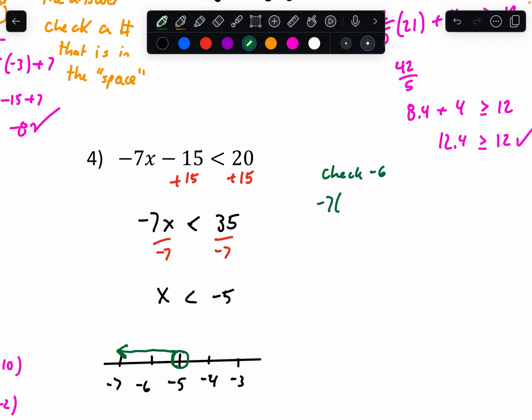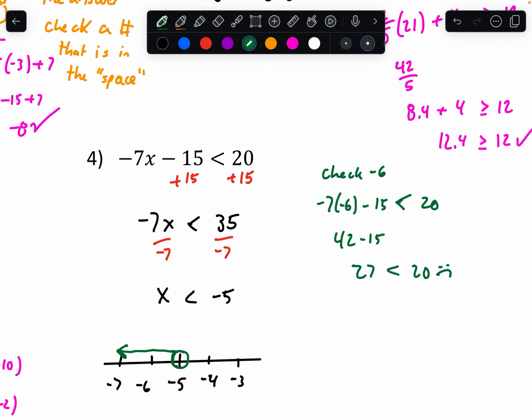So negative 7 times negative 6 minus 15 less than 20. 6 times 7 is 42. 42 minus 15 is 27. And 27 is not less than 20, so something went wrong.